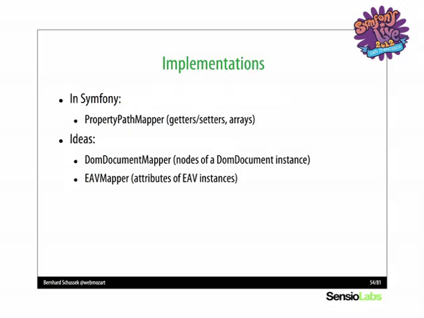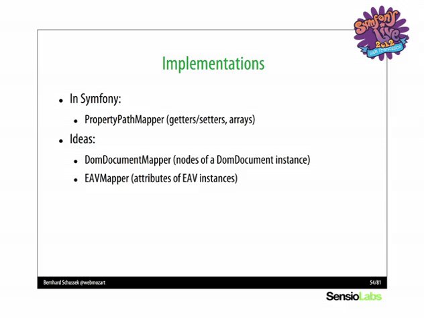In Symfony, we only have one implementation of that data mapper interface, which is the property path mapper. This one uses getters and setters. As you have seen before, it can also deal with arrays and uses array indices in that case. And you could easily create different data mapper implementations, for example, a DOM document mapper, which would allow you to pass a DOM document, an XML DOM document, to the form, and the data mapper would take care of extracting nodes and writing the values of these nodes to the children of the form and back. This is very nice, if anyone wants to implement that, I'm happy to see the implementation. Or an EAV mapper for entity attribute value implementations, which can do the same for that.